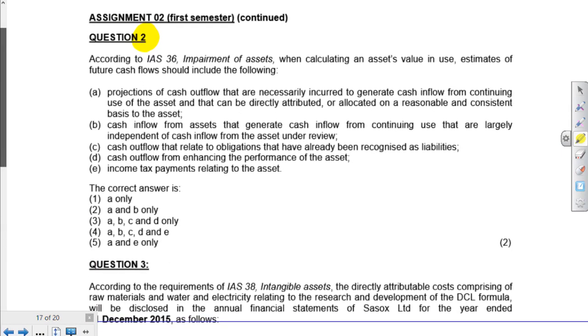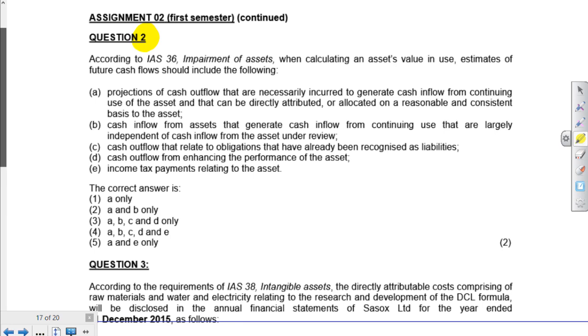Question 2, according to impairment, what would we include in the future cash flows? Ashley? You don't know. Christian? What did you guess? 3. Also 3. Phil? 1. 3 as well. You didn't have a chance to see. 3. What did I say? I said 2.